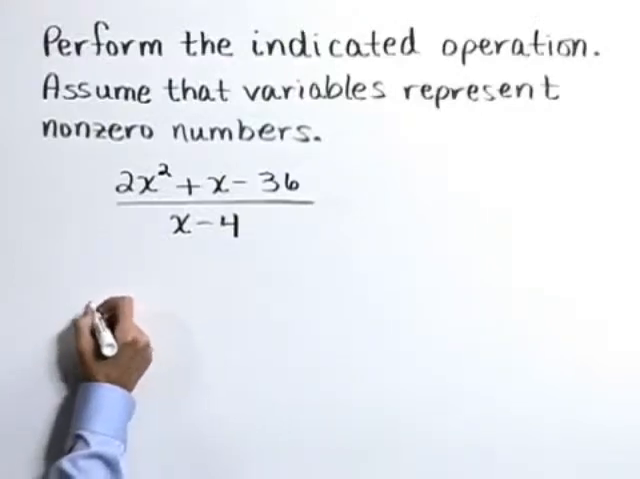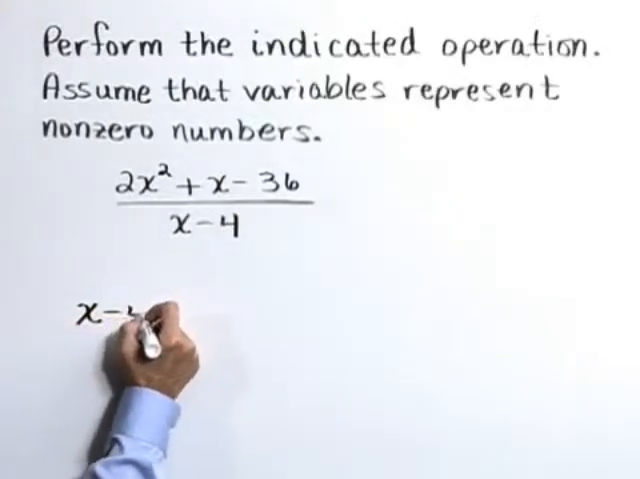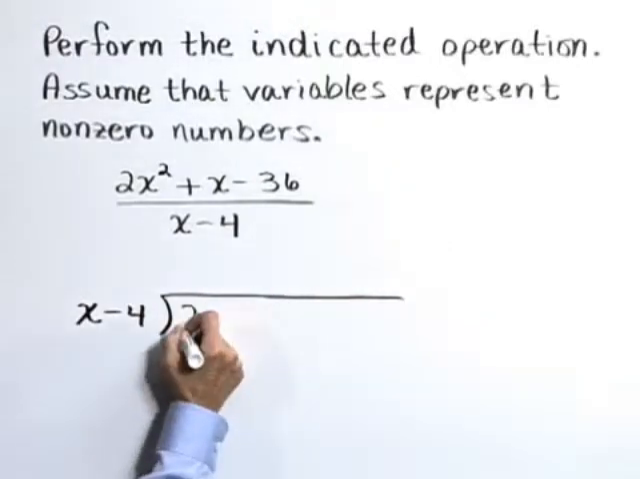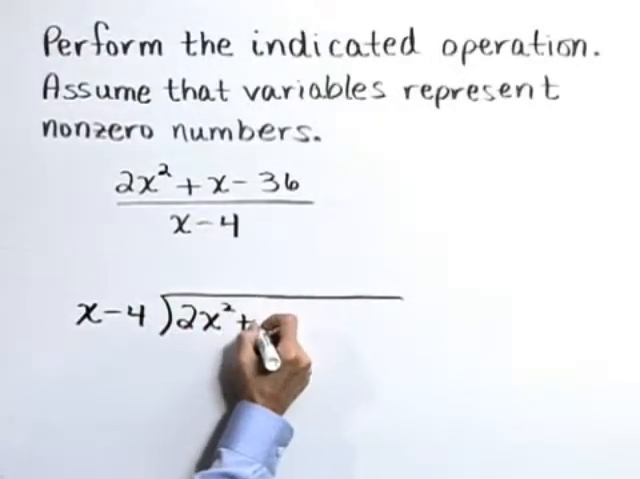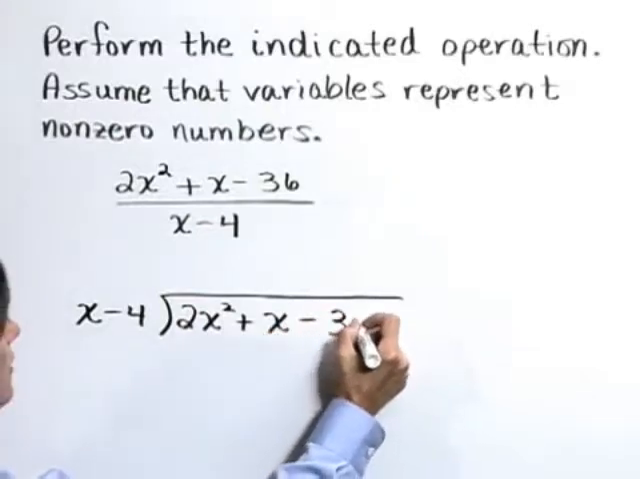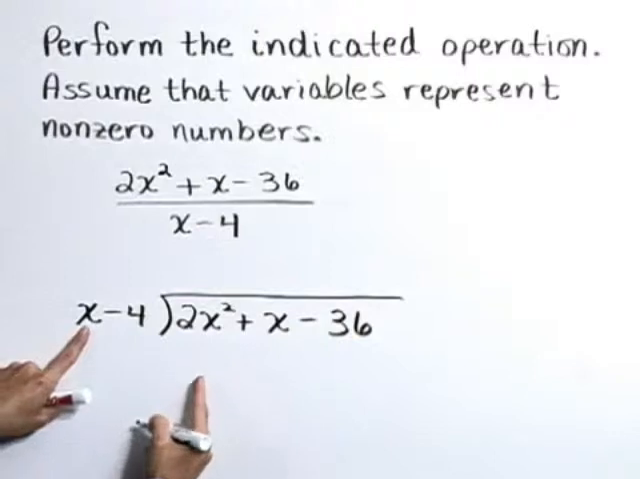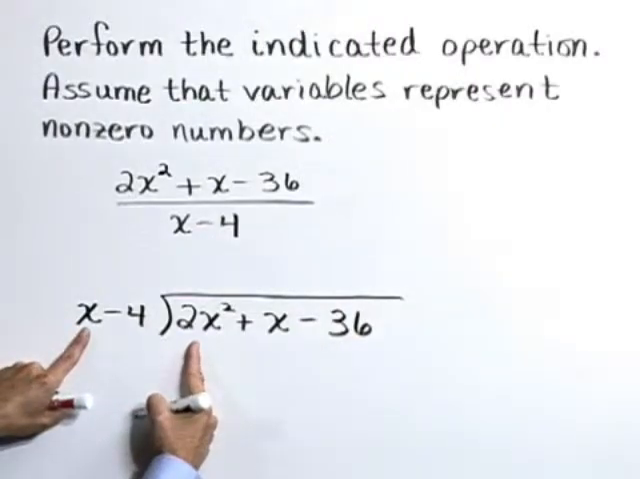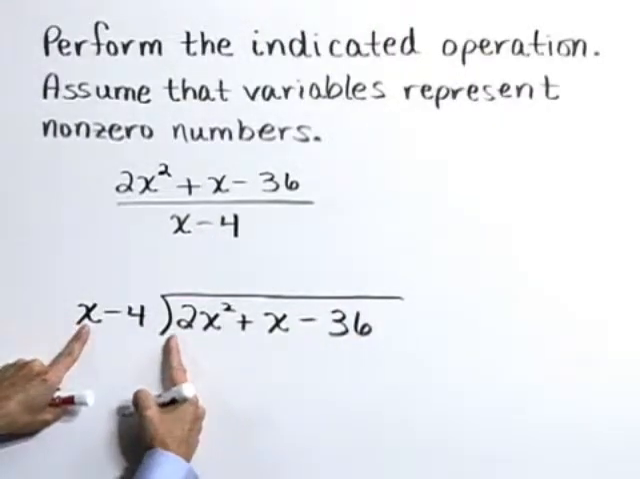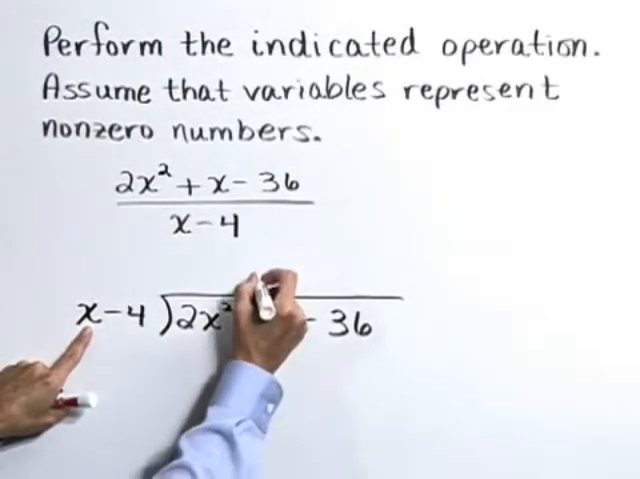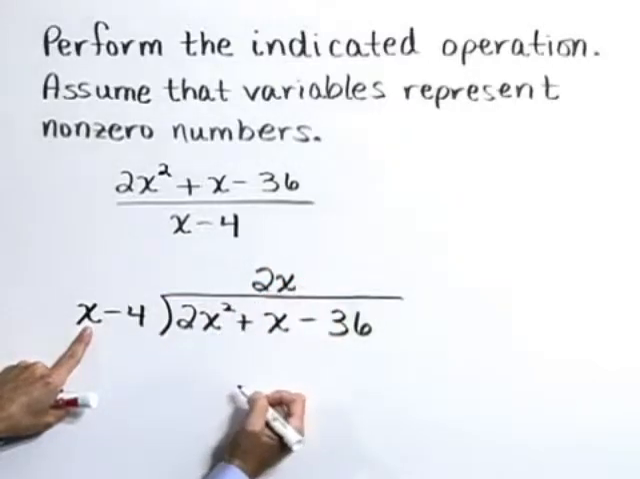So we're going to set this up as x minus 4 divided into 2x squared plus x minus 36. And to begin our long division, we're going to focus on these first terms and say x goes into 2x squared how many times? Well, x goes into 2x squared 2x times.